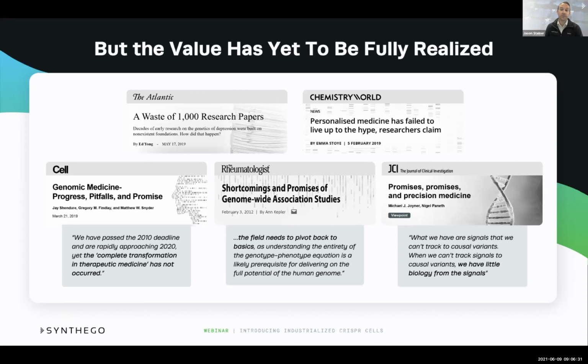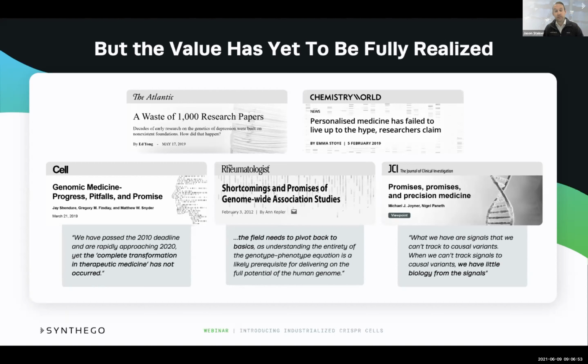What we have are signals that we can't track back to causal variants. And when we can't track signals back to causal variants, we have little biology from those signals. So in short, we've been reading a tremendous amount of genomic information for many years, but we haven't really had the tools to really deconvolve it.